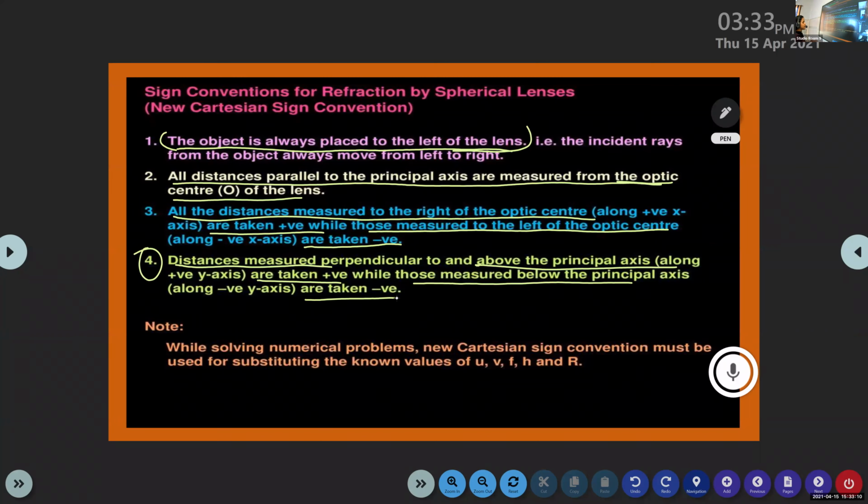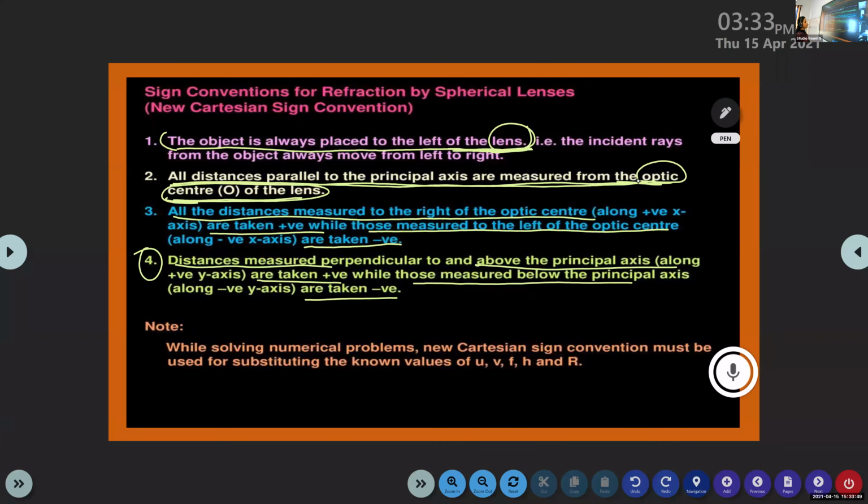So these are the sign conventions in the case of spherical lens. The rules are exactly the same as in the case of the spherical mirror. The only difference is that here the object is placed on the left side of the lens instead of mirror. In the second rule also, all the distance measured parallel to the principal axis is measured from the optic center O of the lens. In the case of mirror, we have the pole, but in the case of lens, we have the optic center as the refracting center of the lens.